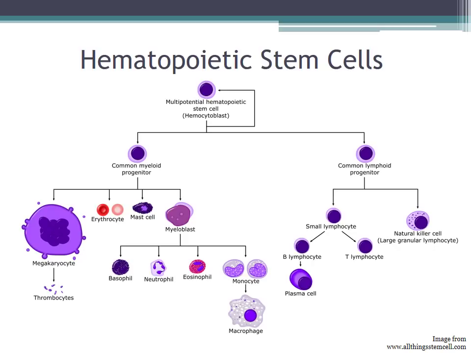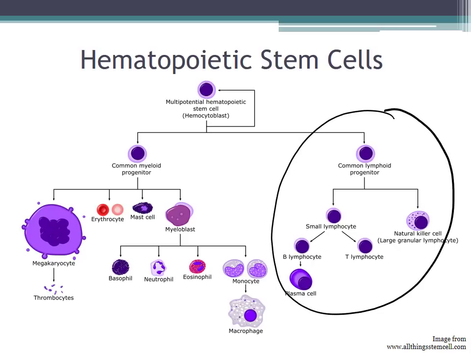Before we talk about lymphoid disorders, it's first important to discuss hematopoietic stem cells. In our previous lecture, where we were discussing myeloid disorders, we were talking about the myeloid cell lines, but this time we'll be talking about the lymphoid cell lines. So you have your hematopoietic stem cell, which will develop into your lymphoid progenitor. So we'll be talking about this grouping of cells here.